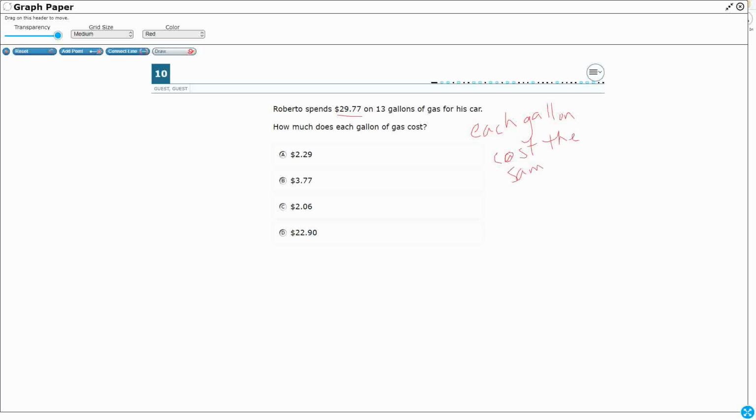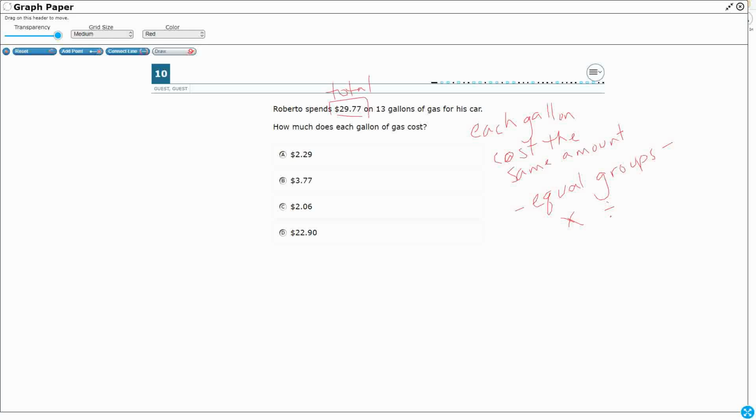And so if each gallon of gas costs the same amount, this means we have equal groups. When we're dealing with equal groups, that means we should be looking at either multiplication or division. That's kind of our clue that we're going to use either of those operations. And so let's see, he spends $29.77. All right, so that looks like my total.